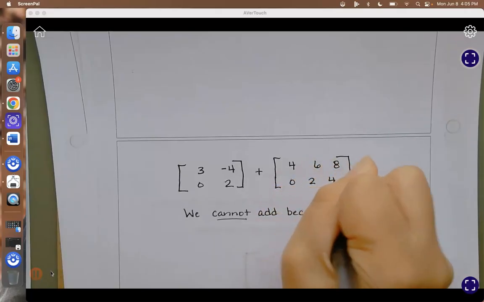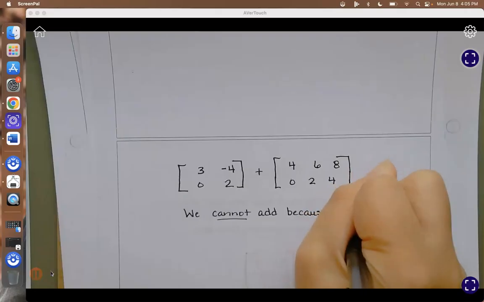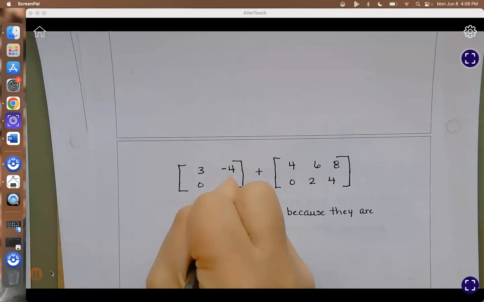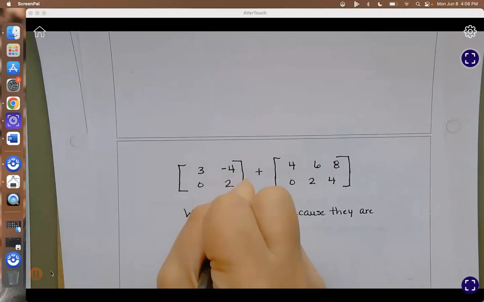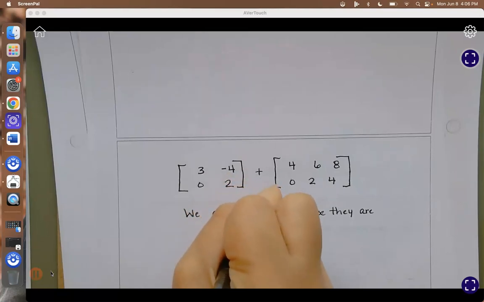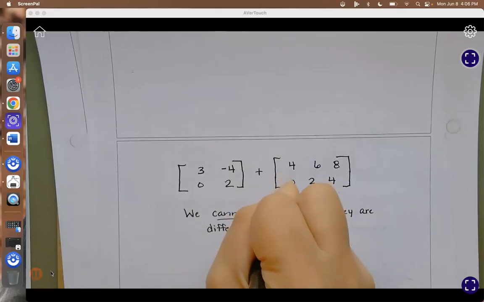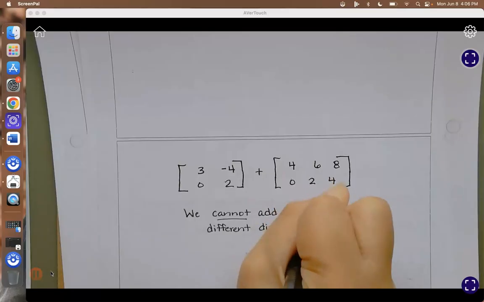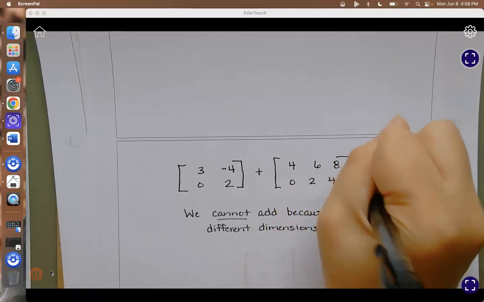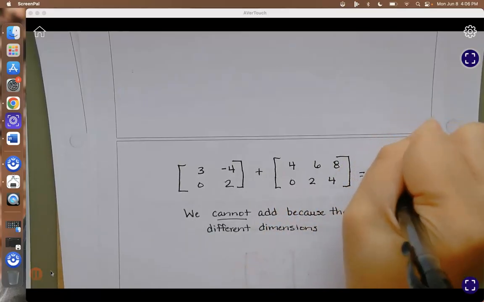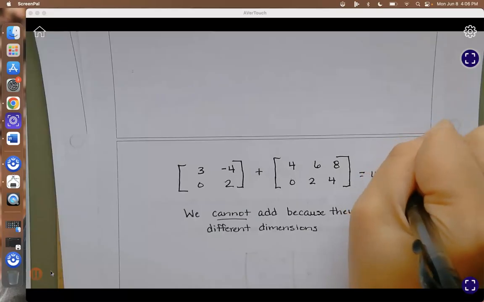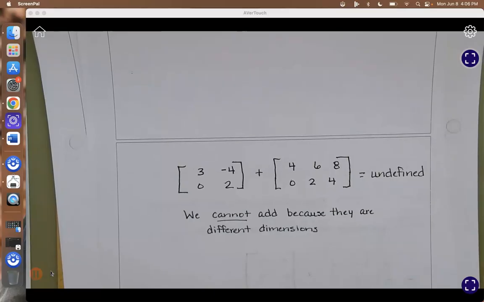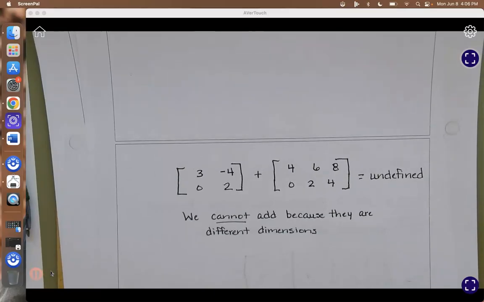We cannot add because they are different dimensions. So this is going to be undefined. Okay, you can't do that. All right.